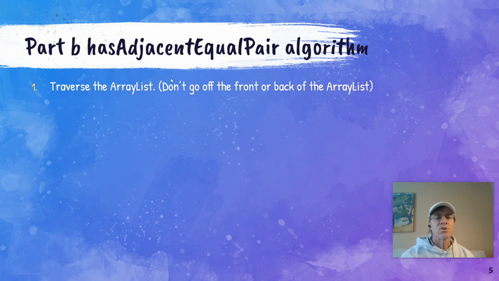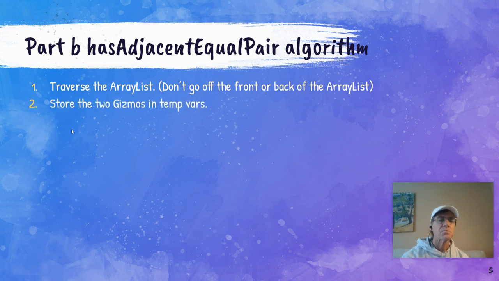So I need to traverse that. I'm looking at pairs. So when I'm looking at the first element, I got to make sure that I don't look at the index at -1. And then when I get to the last element, I don't want to look at the one after that. So I have to be careful about just making sure that I've got code that is not going to get an out of bounds exception.